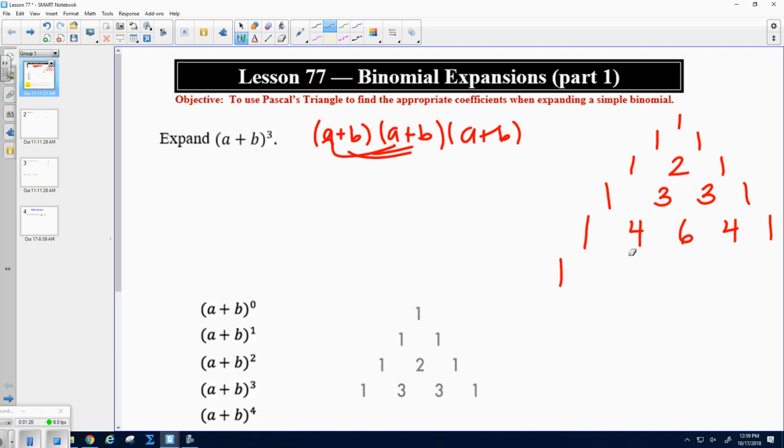So we get a 1, and then these two make a 5. And these two make a 10. And these two make a 10. And these make a 5. And we get a 1. And I'm going to stop because I'm running out of room.